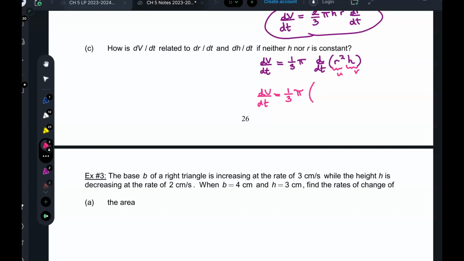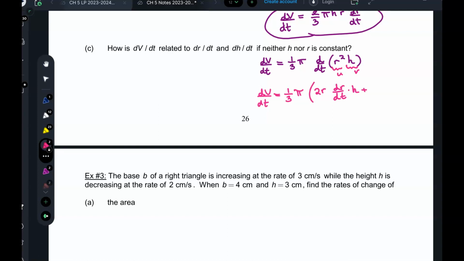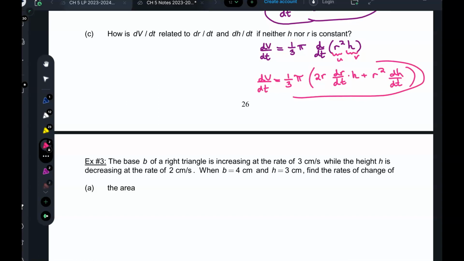Okay, so derivative of u, that's going to be 2r dr/dt. Notice every single time it's going to have that variable, dr/dt, right? So 2r dr/dt times h, plus, now we're going to leave the r squared, dh/dt, because it would just be 1 dh/dt. Perfect, we'll just leave it like that. So these answers are just going to be a bit long this chapter.